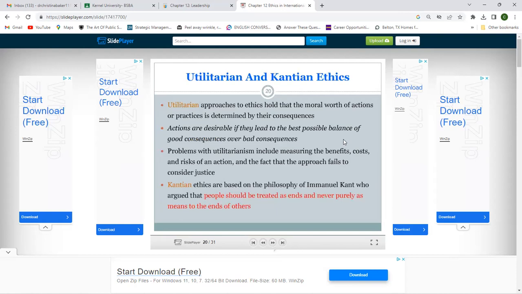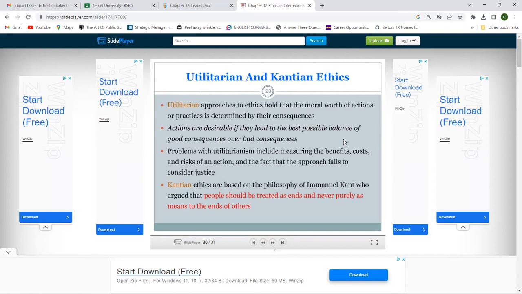Utilitarian approaches to ethics hold that the moral worth of actions or practices is determined by their consequences. Actions are desirable only if they lead to the best possible balance of good consequences over bad consequences. Problems of utilitarianism include measuring the benefits, costs, and risks of an action. The approach also fails to consider justice.